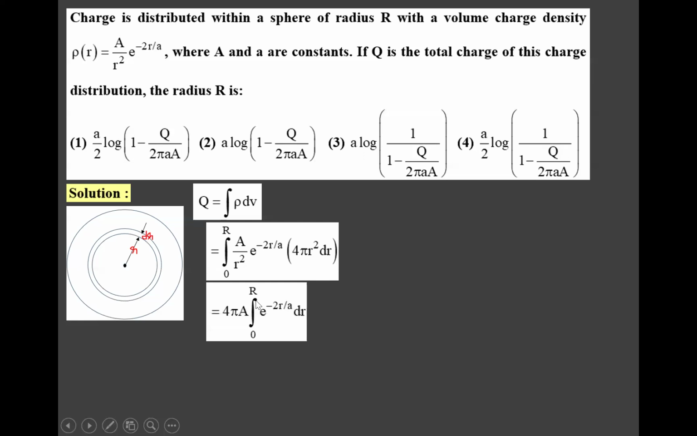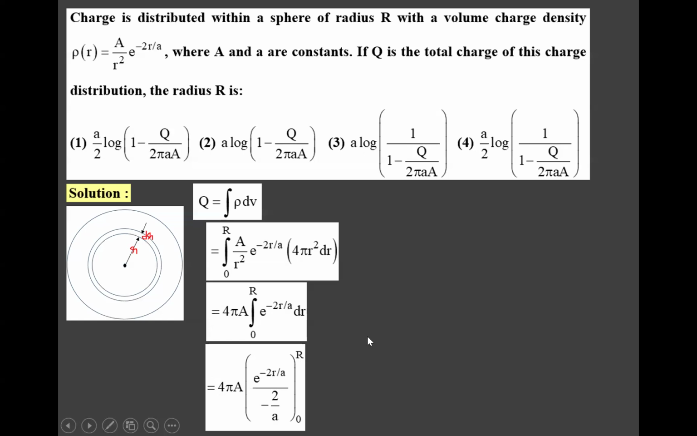Now, here r square cancelled. 4 pi A, the constant, is taken out of the integration. So we can write integration 0 to R e raised to minus 2r by a dr. Now, 4 pi A, integration of this one, that is e raised to minus 2r by a upon minus 2 by a, and limits are 0 to capital R.